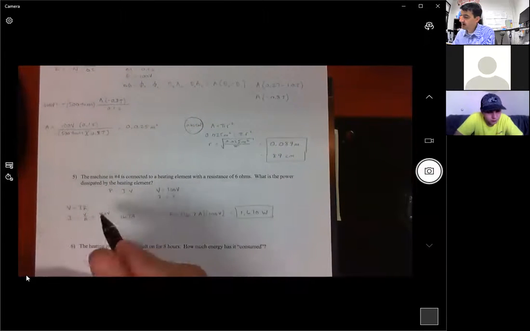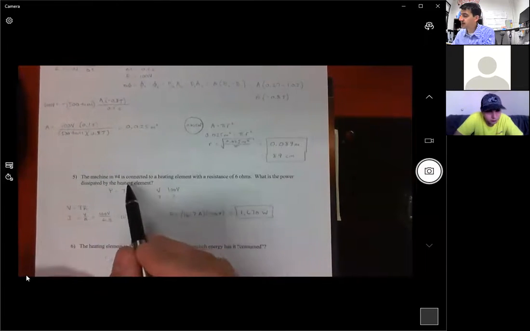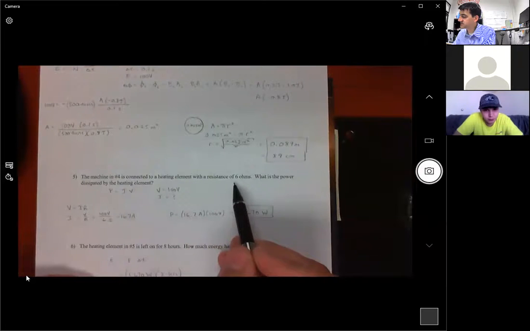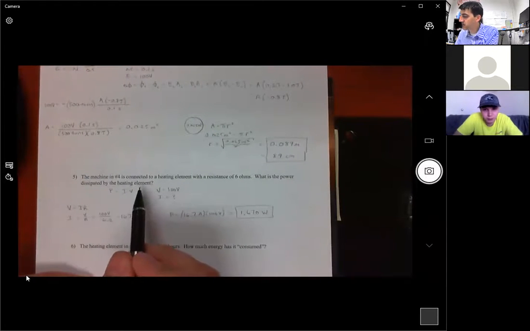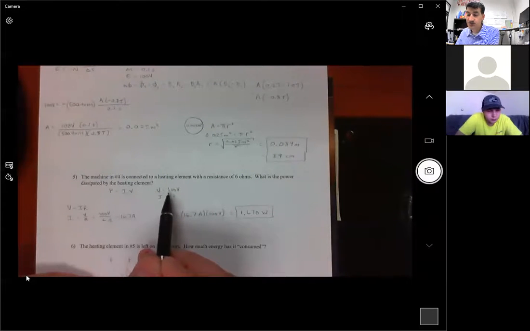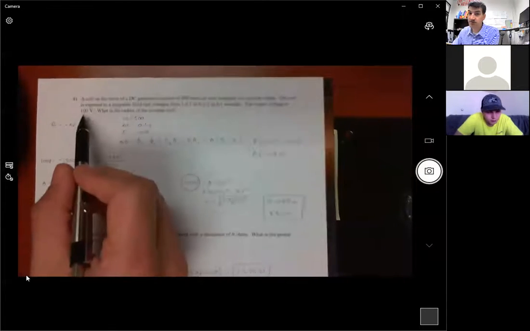Okay, number 5. The rest of them are pretty easy. The machine in number 4 is connected to a heating element with a resistance of 6 ohms. What is the power dissipated by the heating element? Well, power is equal to current times voltage. We know the voltage. It actually told us it was 100 volts.